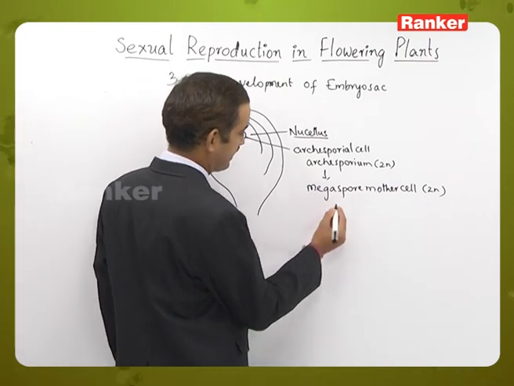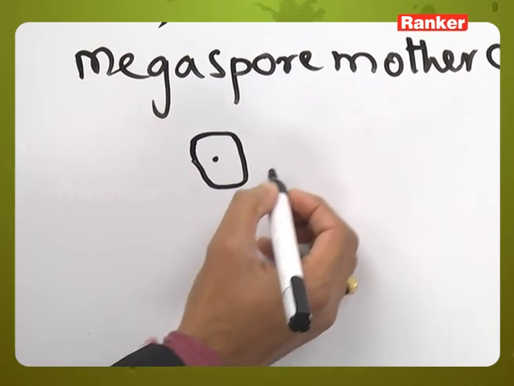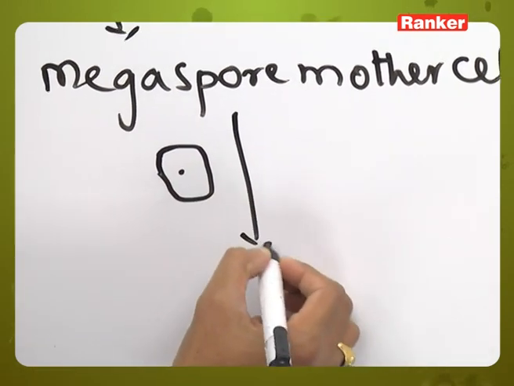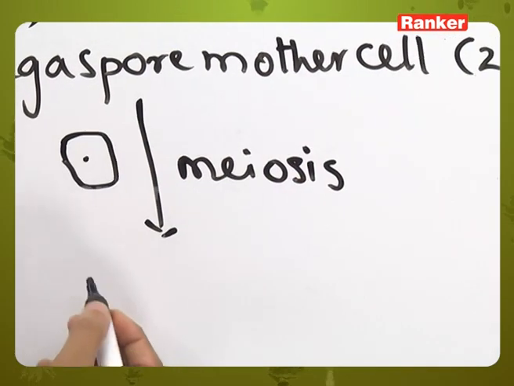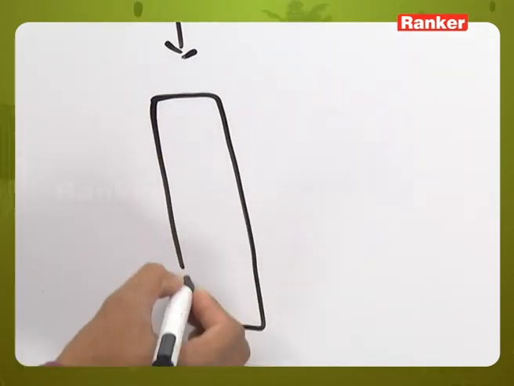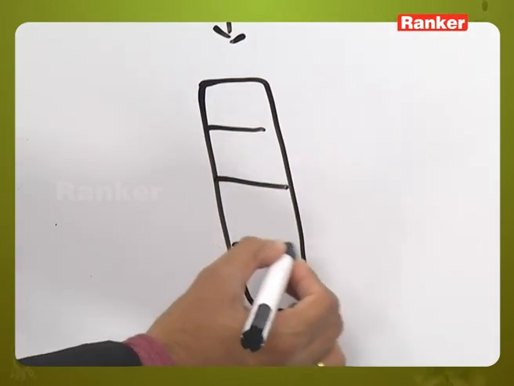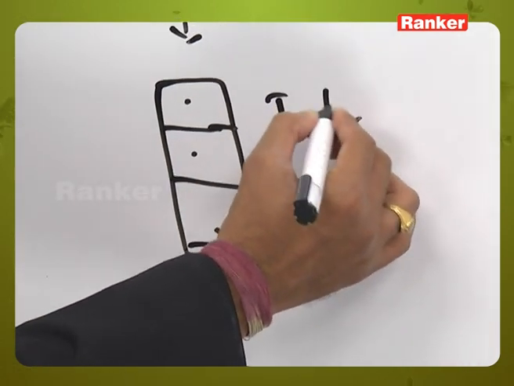This megaspore mother cell will undergo meiosis. When it undergoes meiosis, it will be converted into linear tetrad of cells. This linear tetrad of cells is called tetrad of megaspores.